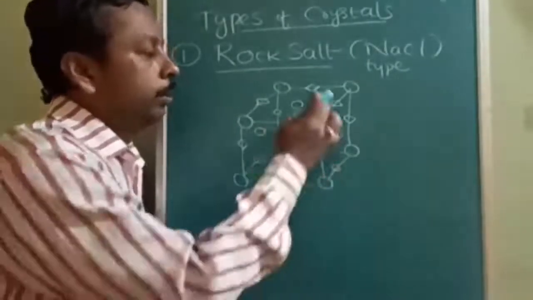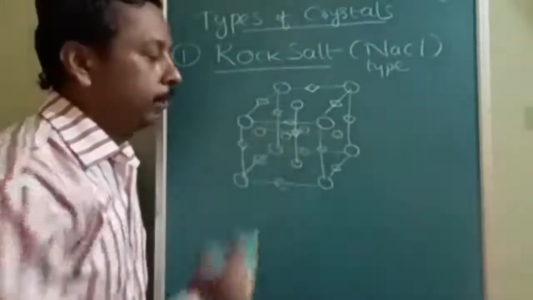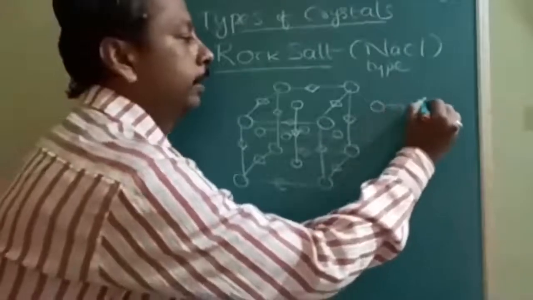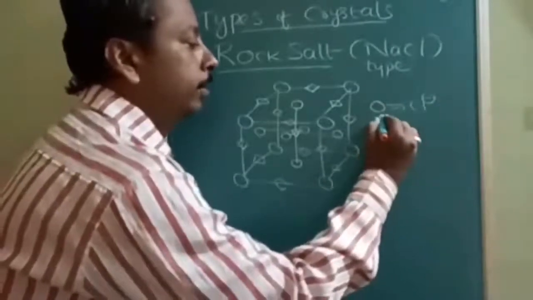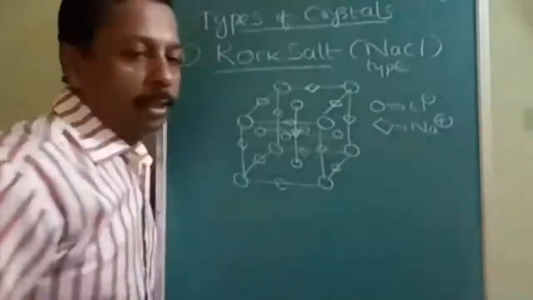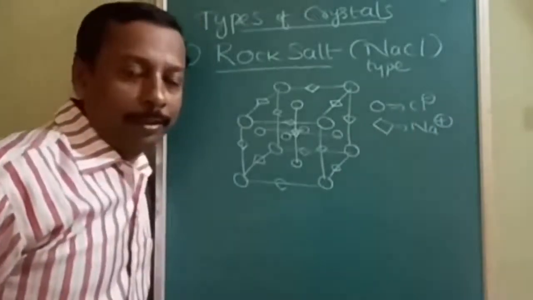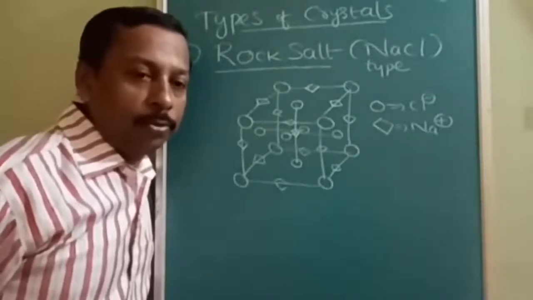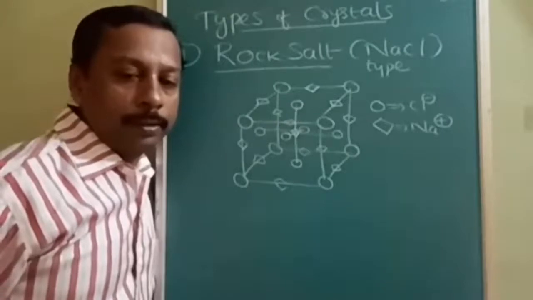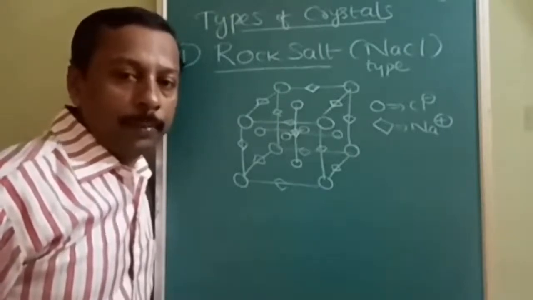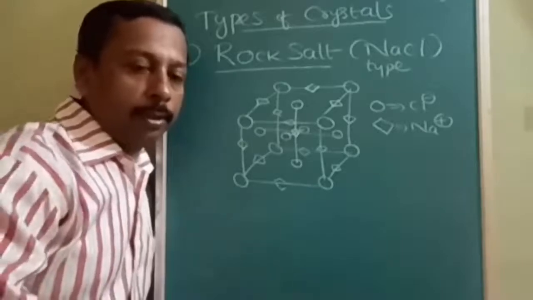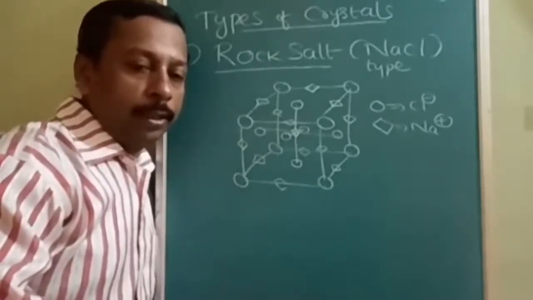This is how it appears: 4 at the bottom, 4 at the top, 4 connecting, 1 at the body center. Here the circle stands for Cl-, and the diamond stands for Na+. Is this picture perfect or not? All points follow from the first 2 points and give the perfect rock salt structure. Is it clear, all of you? Do you feel any difficulty in understanding? You can ask me. So shall we go for the next type?